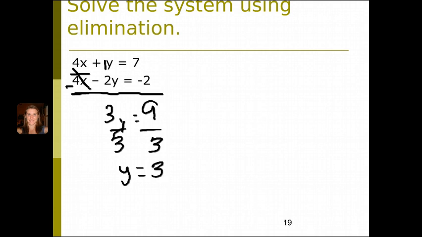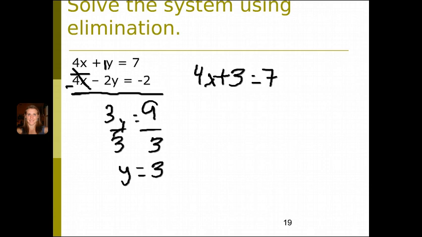Alright, so we need to substitute 3 in for y. It really doesn't matter. You can pick the top one or the bottom one of your original equations. I'm going to pick the top one. So I'm going to have 4x, because I'm solving for x now, 4x plus 3 equals 7.